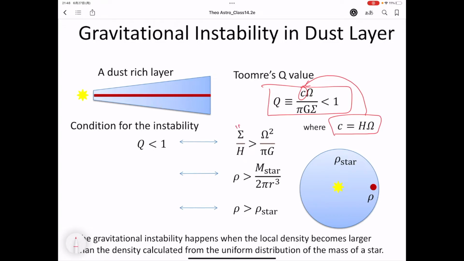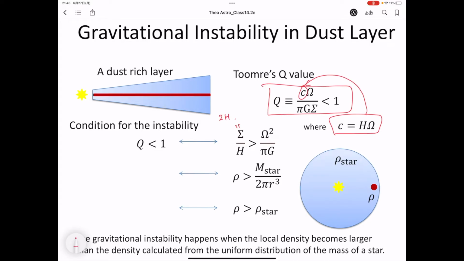So sigma can be expressed as H rho, and omega squared is G M of the star over r cubed. Then this equation becomes rho larger than M of the star over 2 pi r cubed. This is nearly equal to the density of the star's mass distributed, which can be expressed as M of the star divided by 4 pi over 3 r cubed. So we distribute the mass of the star, and this is rho of the star.